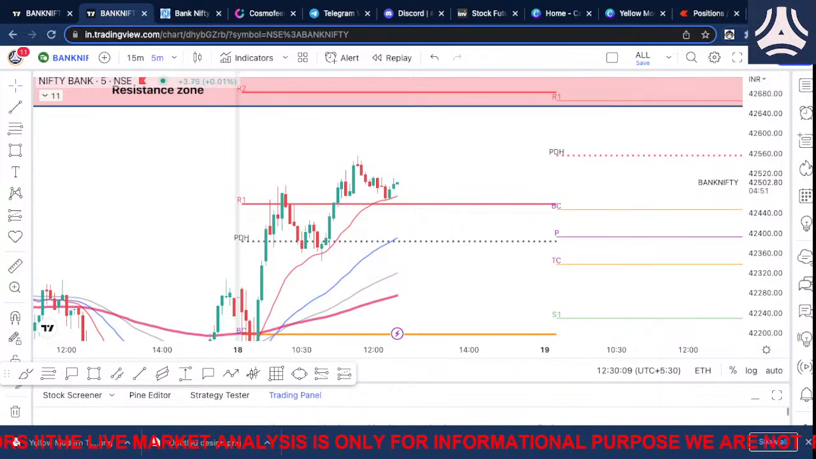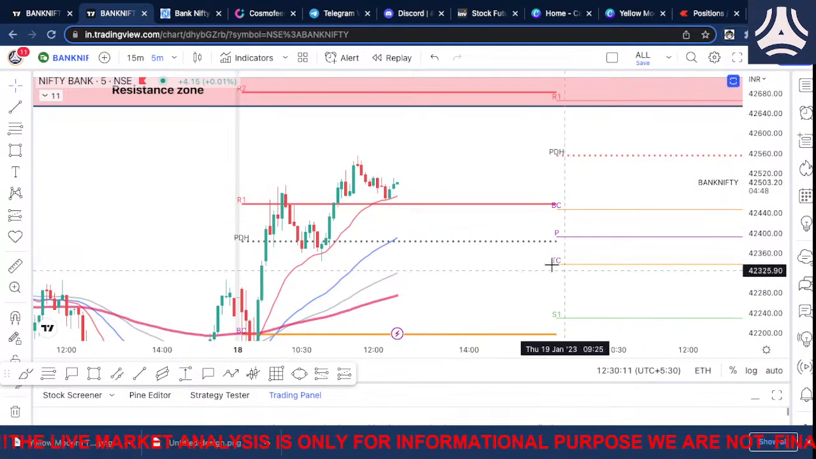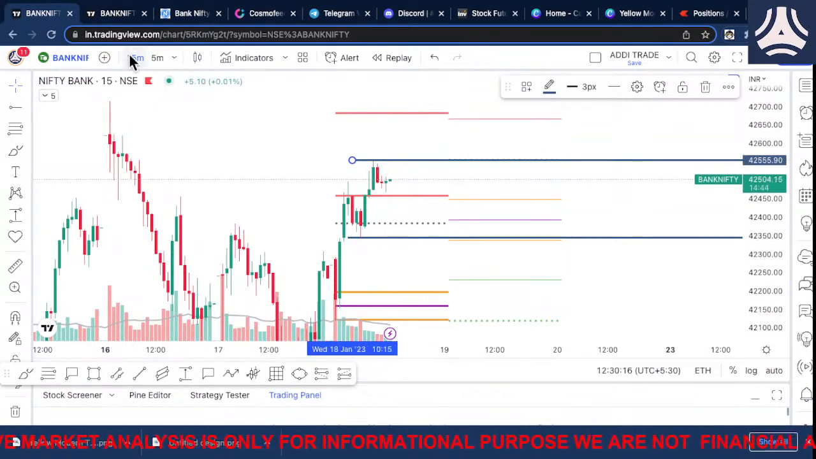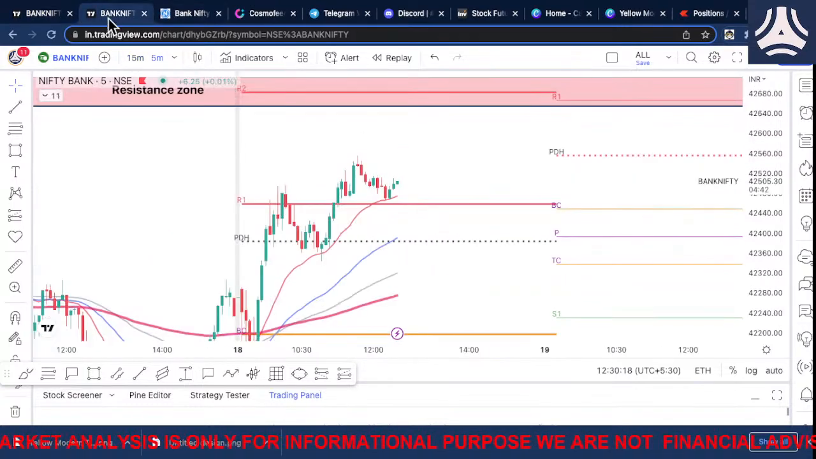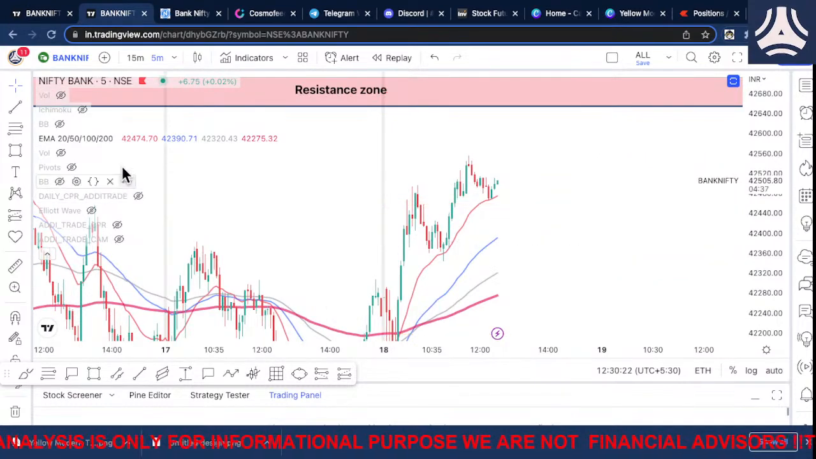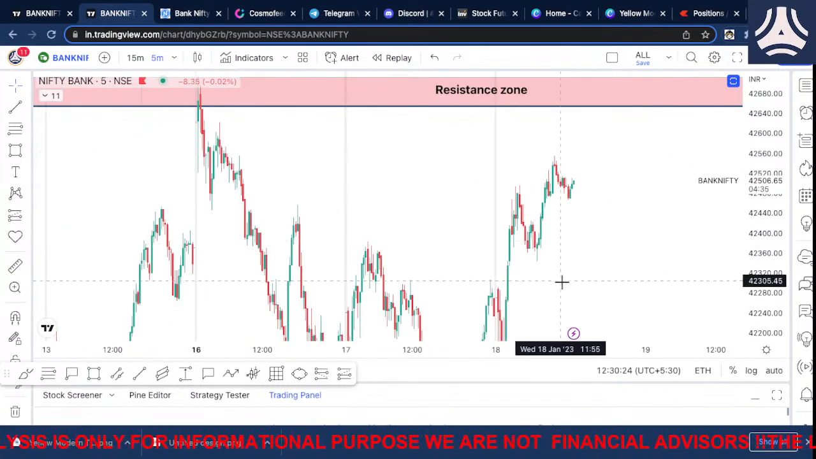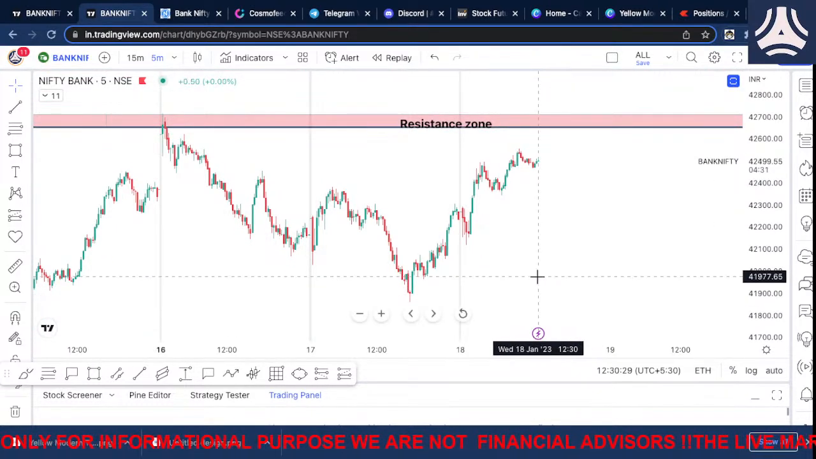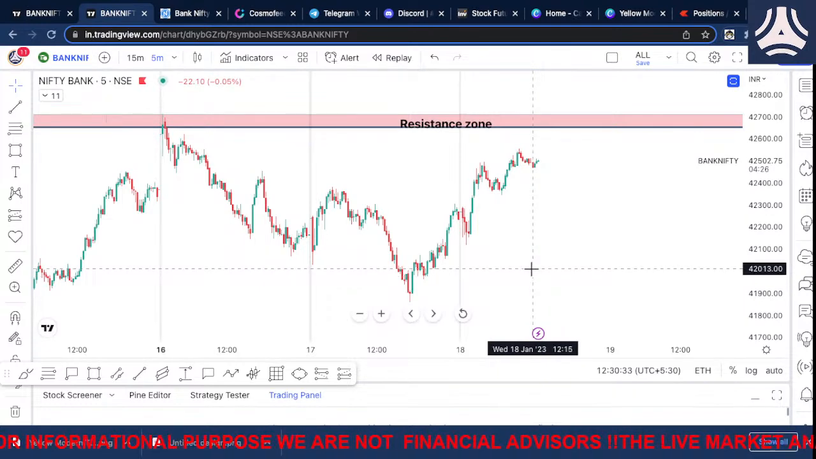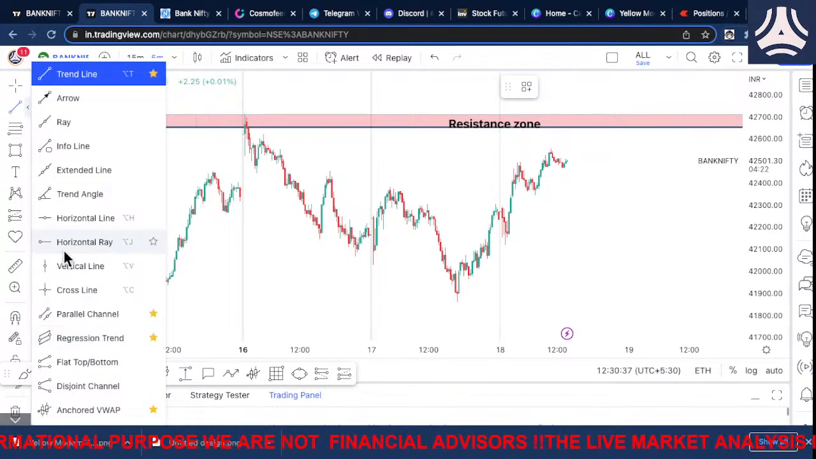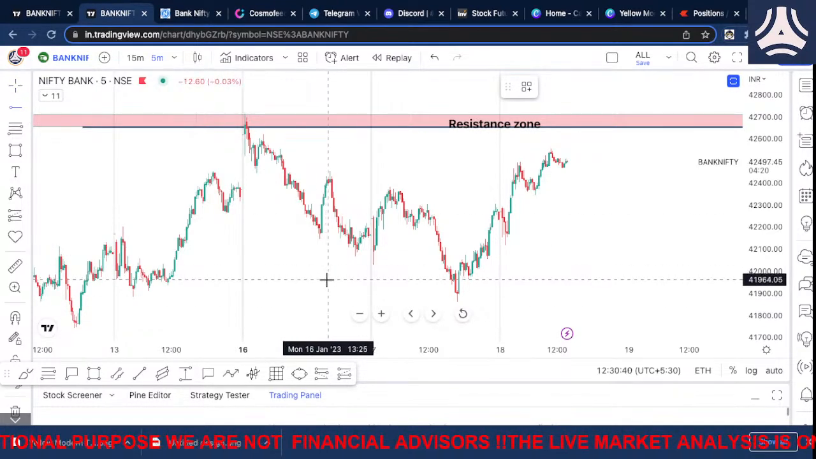Will Bank Nifty ever go down to 41,900? 41,900 is way too far. Let's check on the charts. Where is 41,900? See, 41,900, there is a possibility, but probably not for today. I don't think we'll get such a big dip today.